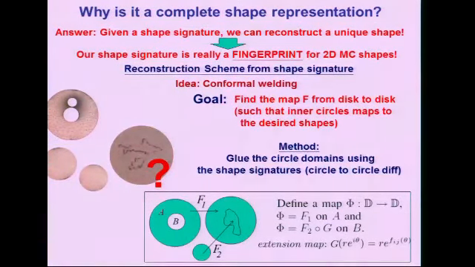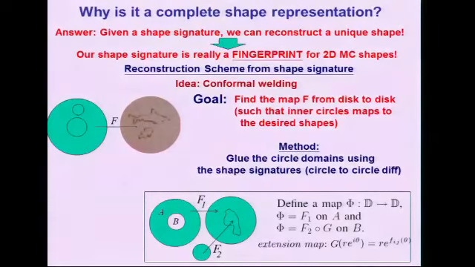If we look at how we compute the signature, it's all about mapping. Given the shapes, we just compute conformal mapping between them. The signature that we have is a diffeomorphism between the inner boundaries, and also the radii and center of the inner circles. So we know how the conformal domain looks like. The basic idea for the reconstruction is as follows.